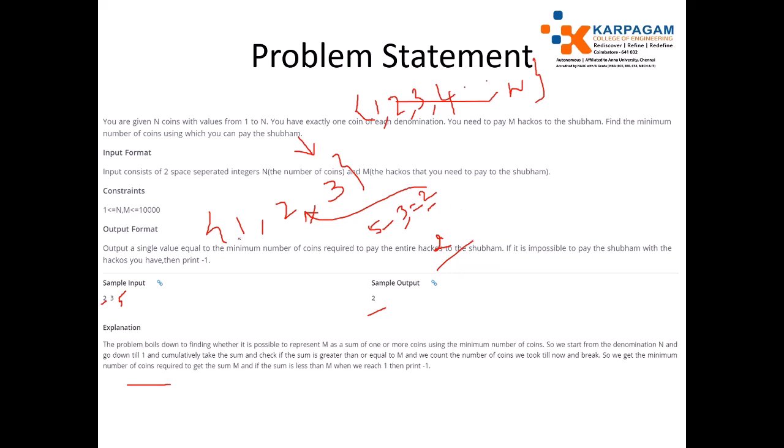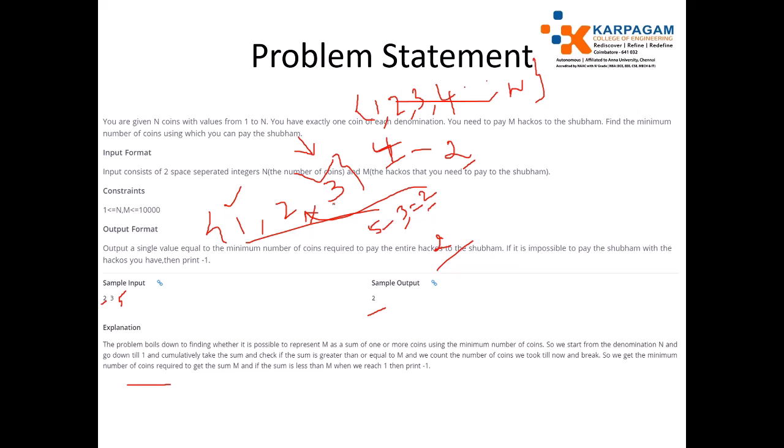For this example, we can't make 7. At that time, we have to give minus 1 as the result. For the other example, can we make change for 4 rupees? Yes, it is possible, 3 plus 1, 2 coins. 5 is also possible, but 7 is not possible, because when you add up all these values, the total will be 6 only. But we are expecting change for 7 rupees. It is not possible, so the result is minus 1.